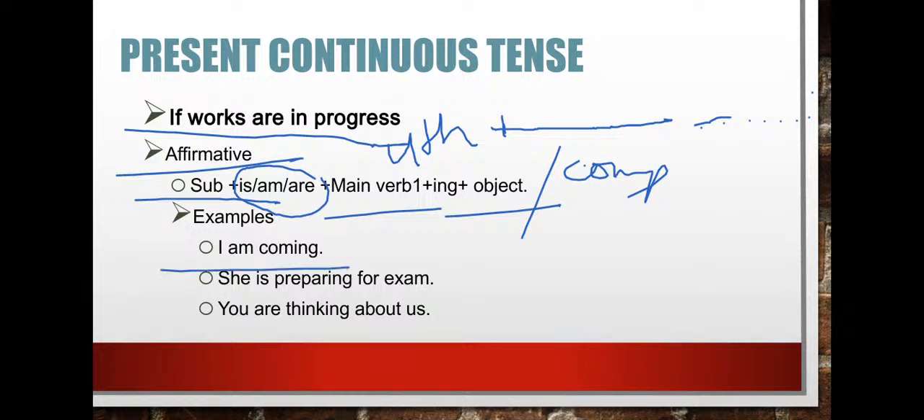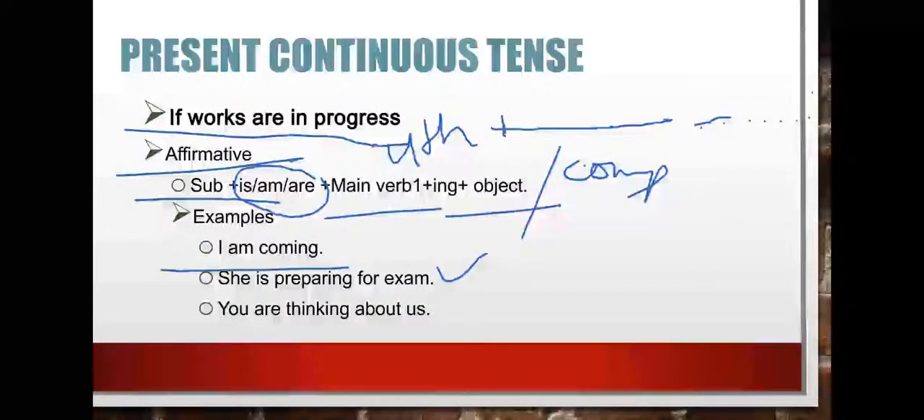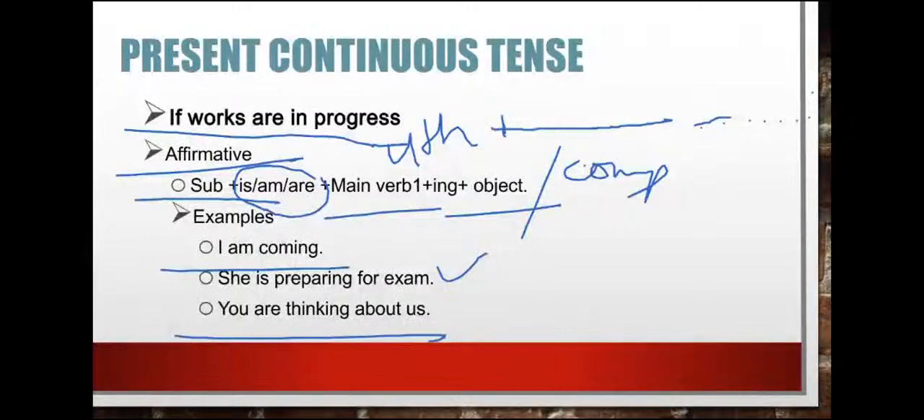Examples: I'm coming. The helping verb has been done right here. I'm coming. She is preparing for exam. You are thinking about us. The action is in progress. This is the affirmative version.